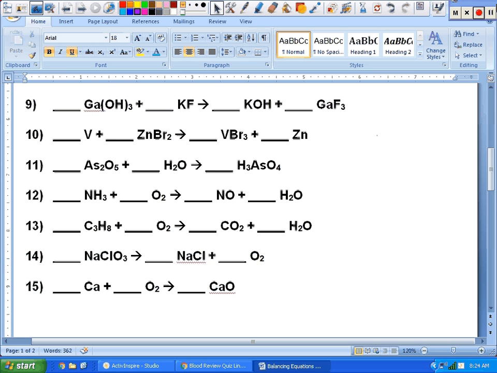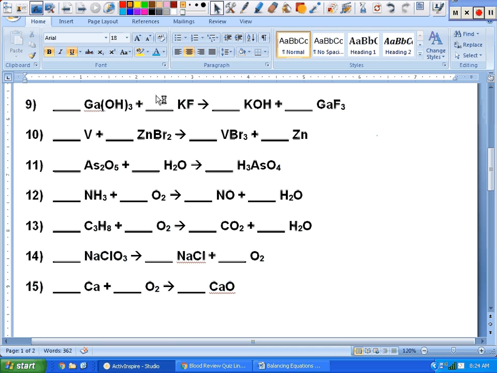All right, so let's start with gallium. So how many galliums do I have on the left? 1. How many galliums on the right? 1. Good. Now, remember, we're going to save the H's and O's for last, so we're going to move over to potassium. How many potassiums on the left? 1. How many potassiums on the right? 1. You're good. All right, how many fluorines are on the left? On the left, 1. How many on the right? 3. Well, I can't have that. So what do I do to make them balance? Okay, I need to put a 3 right there.